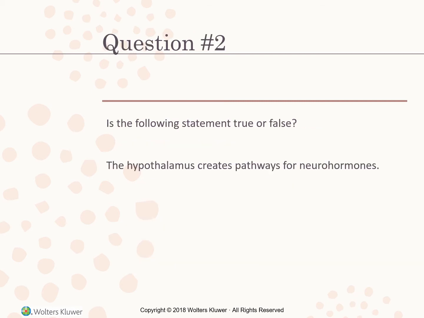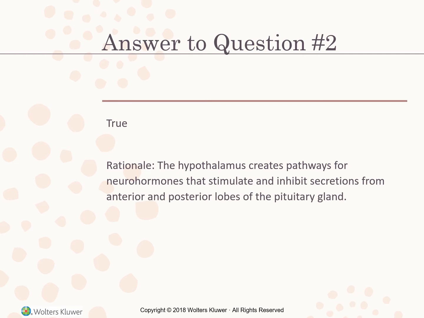Question number 2. Is the following statement true or false? The hypothalamus creates pathways for neurohormones. True. The hypothalamus creates pathways for neurohormones that stimulate and inhibit secretions from the anterior and posterior lobes of the pituitary gland.